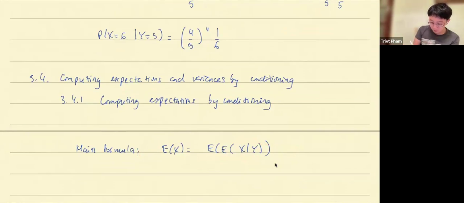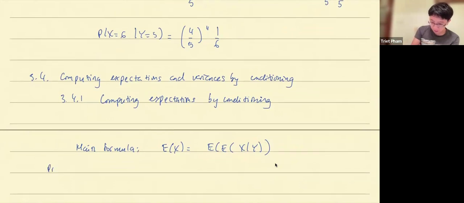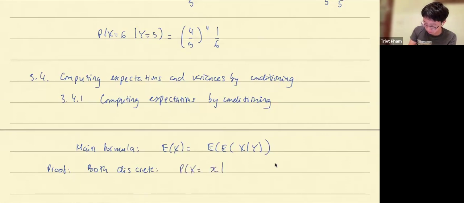But what's going on? So, proof in only two cases. If both are discrete, then the probability of x equals x given y equals y is equal to the probability x equals x, y equals y, divided by the probability y equals y.